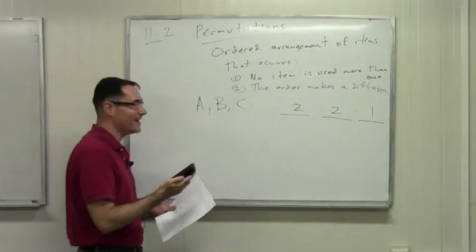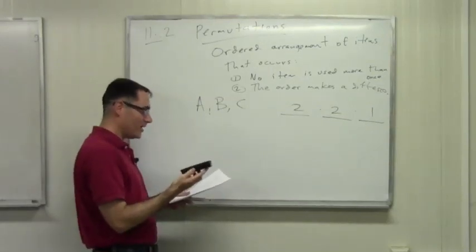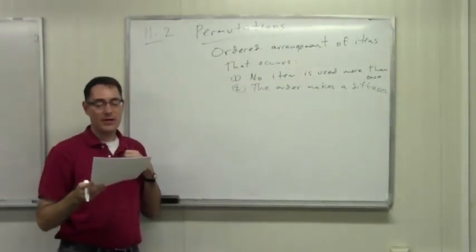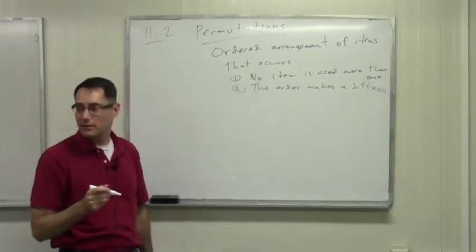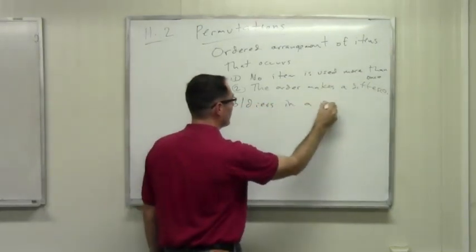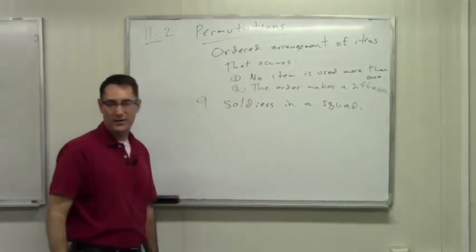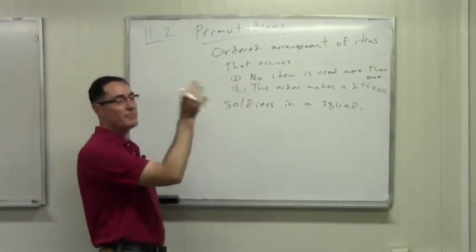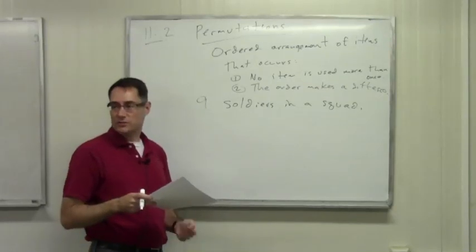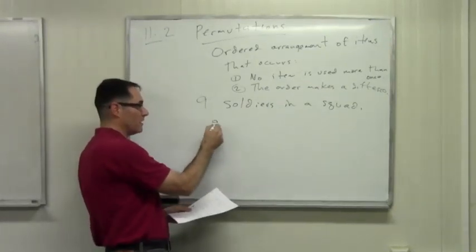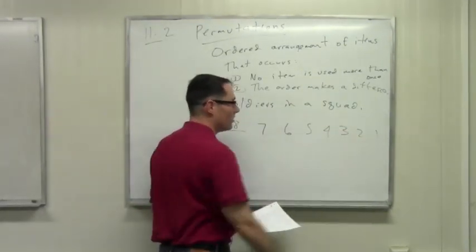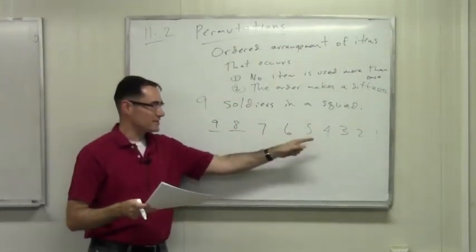I'm not going to trick you, but I am going to say something that's probably wrong. How many different ways can we arrange nine soldiers in a squad? There aren't nine soldiers in a squad normally, right? How many are there? I don't even know. 12? Yeah, in the army it's 12. Let's say you pick nine of them. How many different ways can we arrange those nine soldiers? For the first soldier, nine. Second soldier, eight. Seven, six, five, four, three, two, and then one. So 9 times 8 times 7 times 6 times 5 times 4 times 3 times 2 times 1.